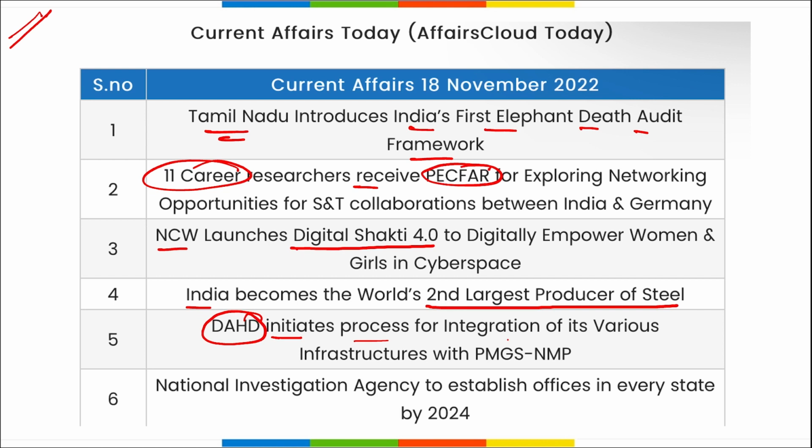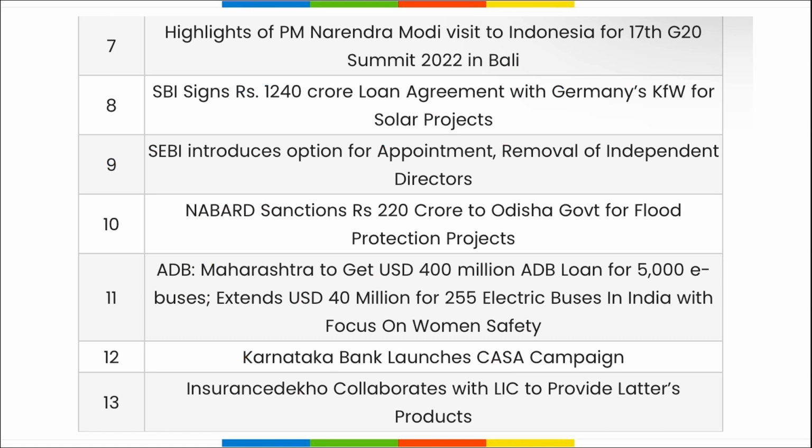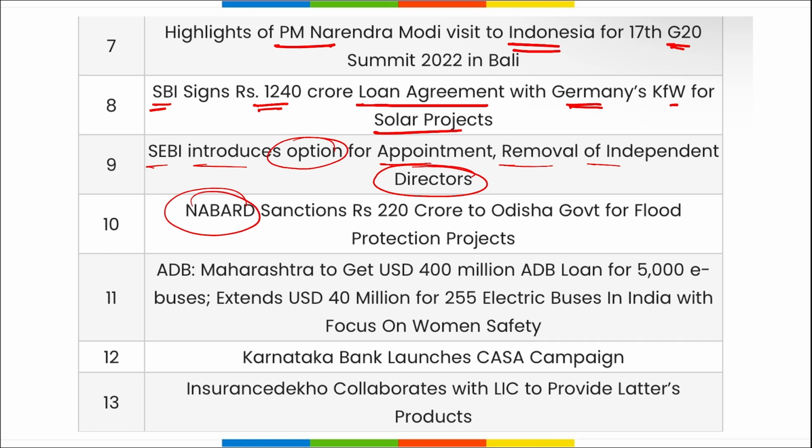DAHD initiates process for integration of its various infrastructures with PMGS NMP. National Investigation Agency to establish offices in every state by 2024. PM Narendra Modi visited Indonesia for G20 and now India will be having the presidency of G20. SBI signed 1240 crore loan agreement with Germany's KfW for solar projects. SEBI introduces option for appointment and removal of independent directors. Nabard sanctioned 220.5 crore rupees to Odisha government for flood protection projects.